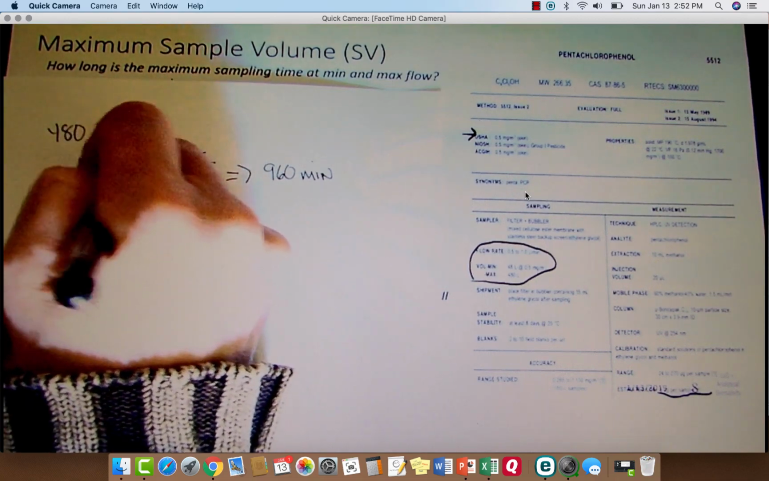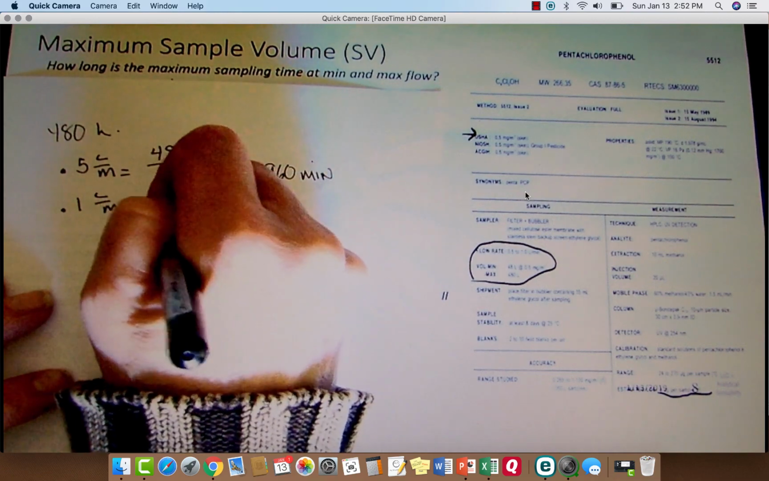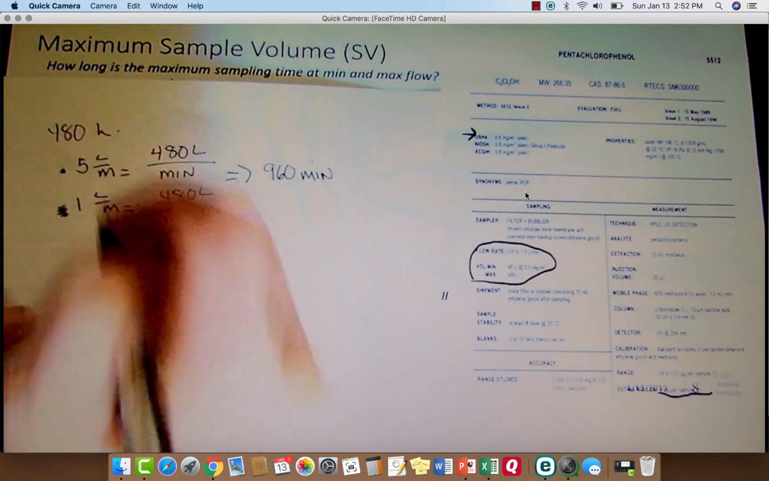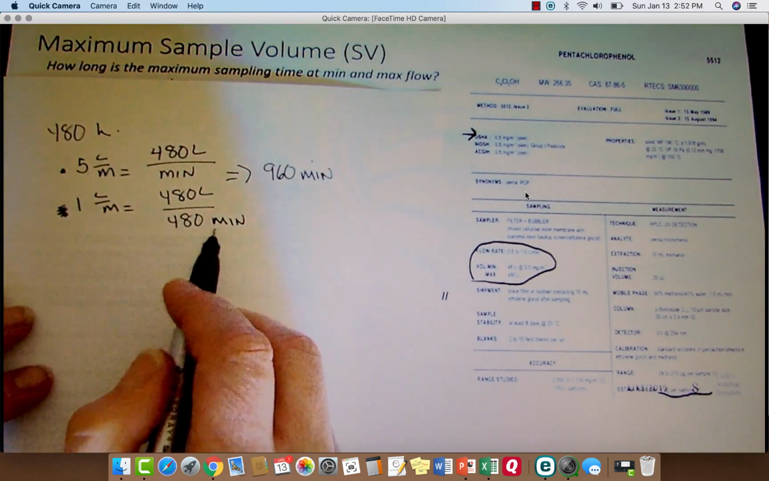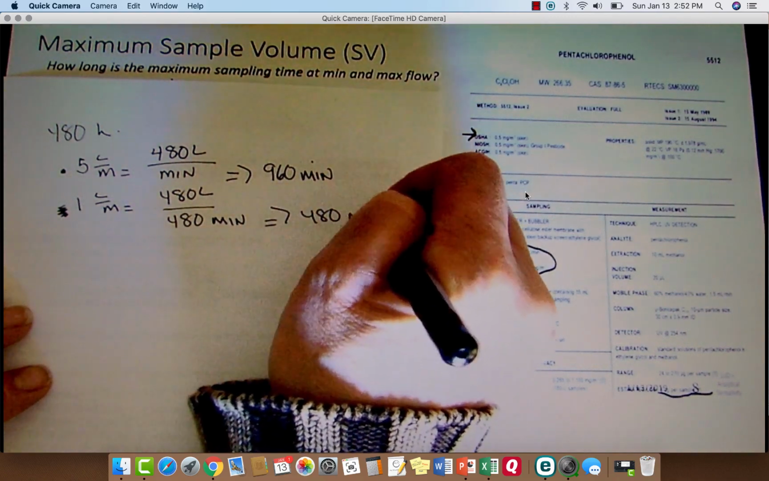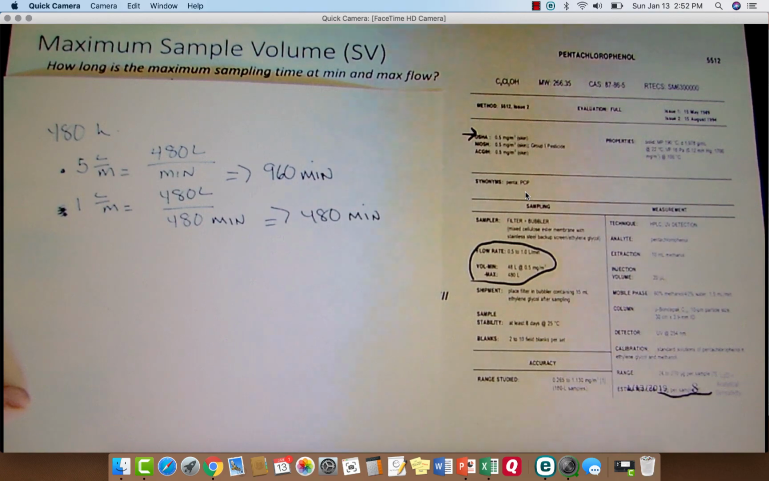And at 1 liter per minute, we get 480 liters at 480 minutes. And this was 1 liter per minute, not 0.1 liters per minute. Which means that this method allows us to take one full shift sample. So the question is, if we take one full shift sample, what is going to be the percentage of the permissible exposure limit that this method will allow us to measure given the limit of detection?